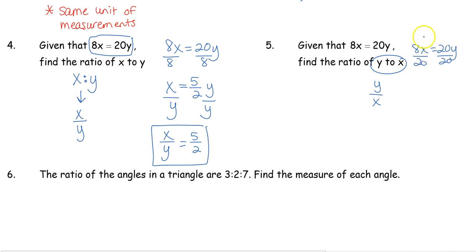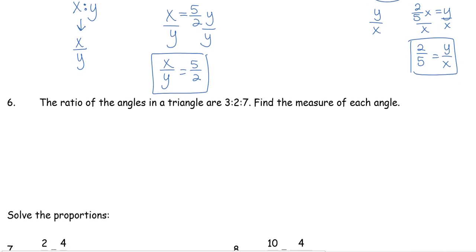So we move the 20 this time. So instead of having 20 over 8, we've got 8 over 20, which is going to reduce down to 2 over 5. x equals 2/5 y. And if I want my ratio y to x, I want y on top, x on the bottom. So I need to move that x over. And 2 over 5 is equal to y over x. So the ratio of y to x is going to be 2 to 5. We will do more of those.